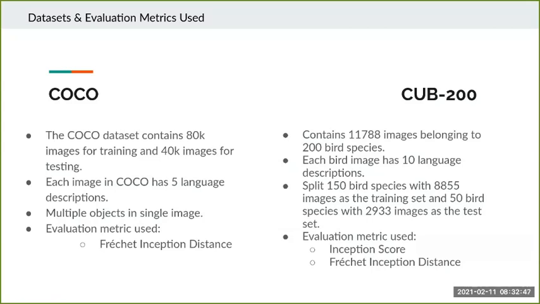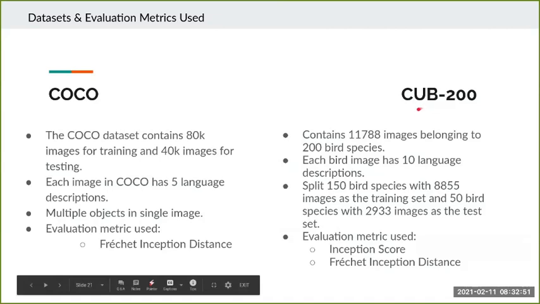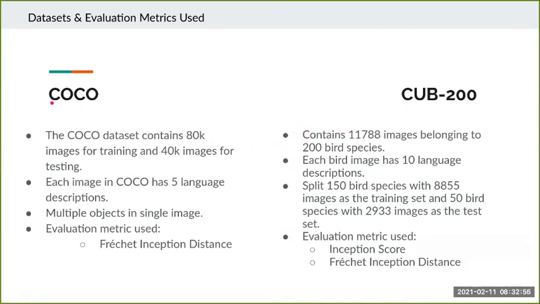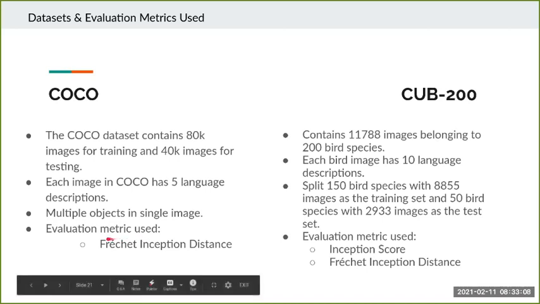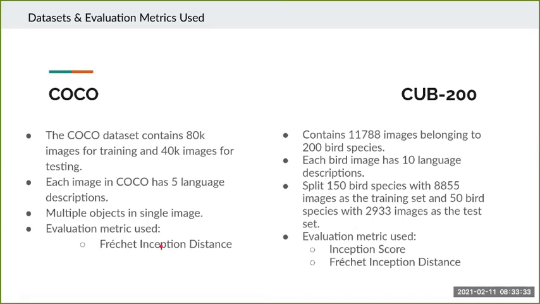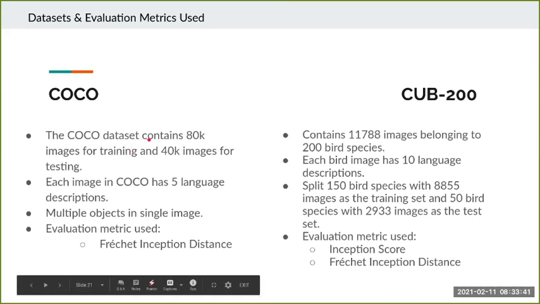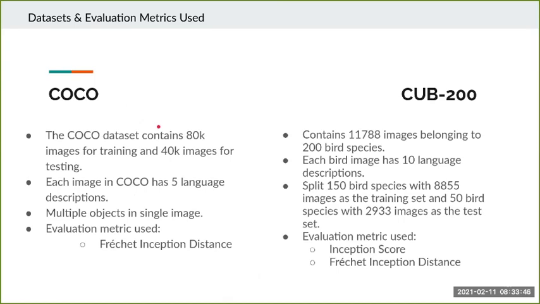CUB200 is basically a data set of birds of 200 different species, with textual information for each bird. And COCO, as we all know, is a large data set with different objects, and a single image can contain multiple objects as well. The evaluation metric used for COCO was the Fréchet inception distance. So the lesser the distance, the better performing model we get. And for CUB, the metrics used are both inception score and Fréchet inception distance. The reason for not using inception score on COCO is a reference to a different paper, in which they proved that COCO shouldn't be evaluated with inception score, because inception score fails to evaluate COCO as well as expected.